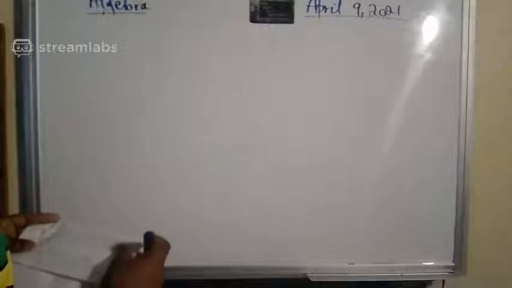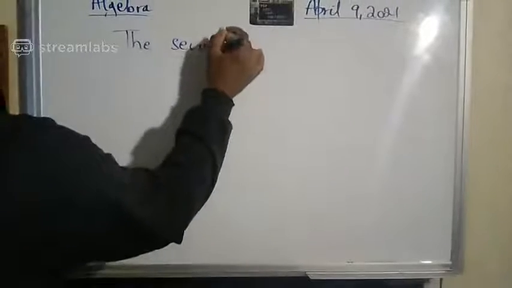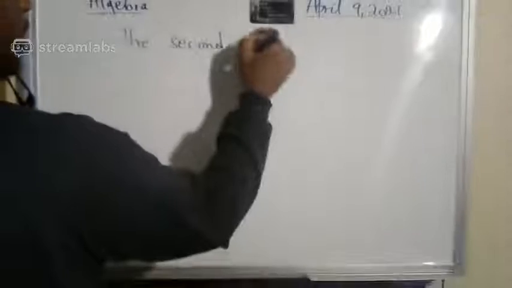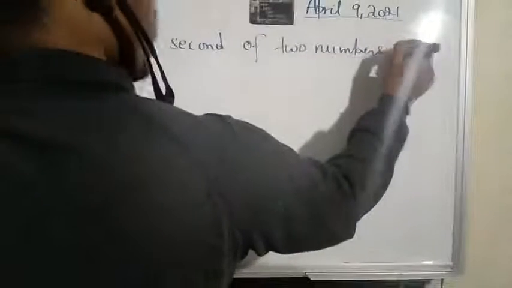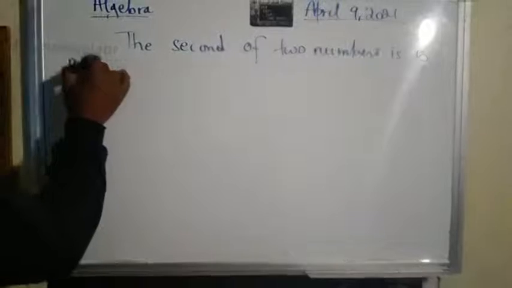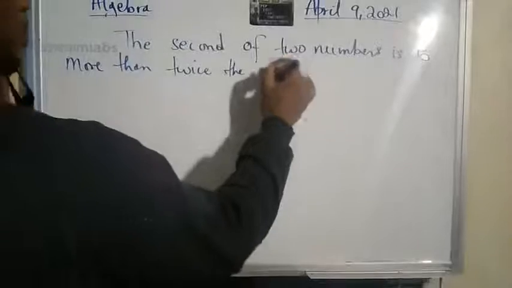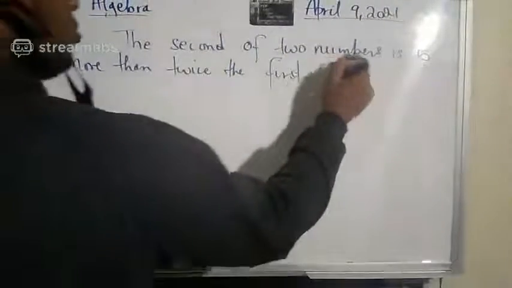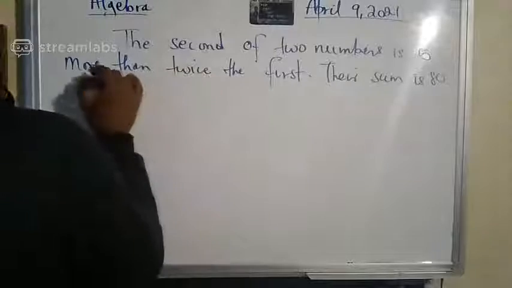Pick up everybody. Alright. So it says now, the second of two numbers is 5 more than twice the first. So let us write that. The second, so they actually tell us the information inside the second number. The second of two numbers is 5 more than twice the first. Their sum is 80. What are the numbers again?